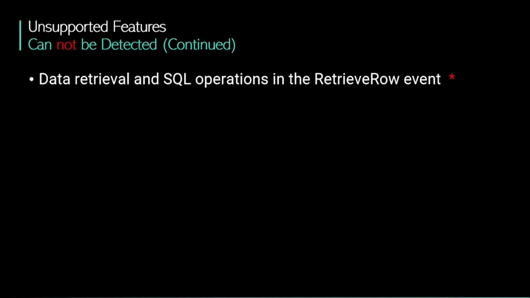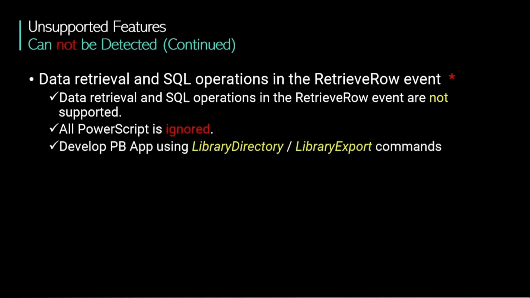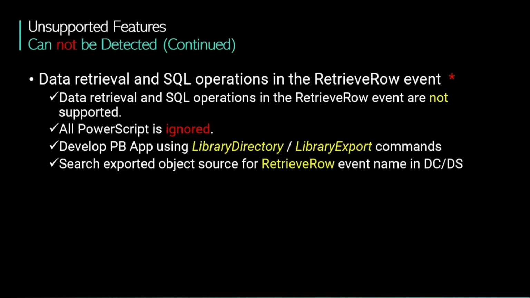Continuing on, data retrieval and SQL operations in the retrieve row event cannot be detected. So again, the retrieve row event code is not supported. All PowerScript is ignored when the actual compile is done for building the client-side application. However, Chris Pollock has a workaround here: develop a PowerBuilder application using the library directory and library export commands. Search exported object source for the retrieve row event, looking for a data window controller, data store. Pretty easy to do by parsing the source code. And then introspect that for the presence of PowerScript code attached to those events, the retrieve row. If so, you've got a little utility that will do that.